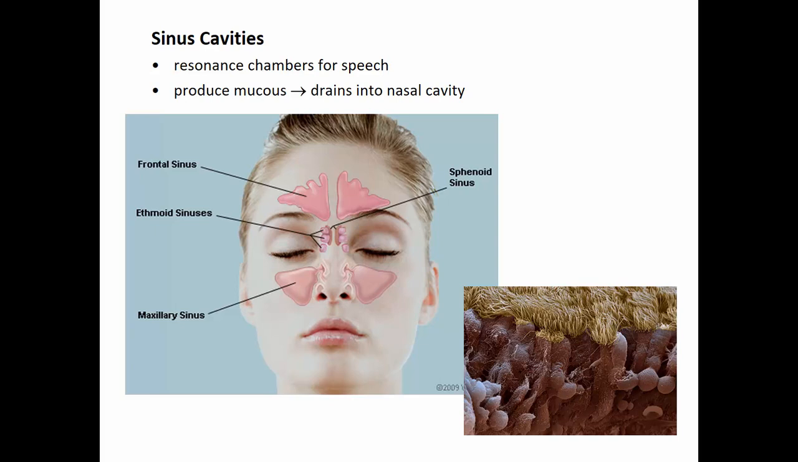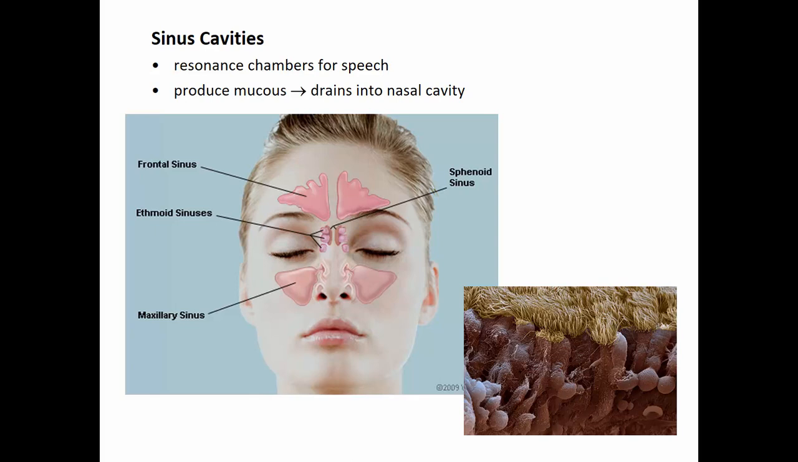Just as we're in this region, we'll talk briefly about our sinus cavities. So these are spaces within the skull, and they are really resonance chambers for speech. The cells that line these cavities produce mucus, and those cavities constantly drain then into the nasal cavity itself. And again, this is what the lining of the inside of a sinus cavity looks like. It's got cilia, and it produces mucus like the rest of the respiratory tract.